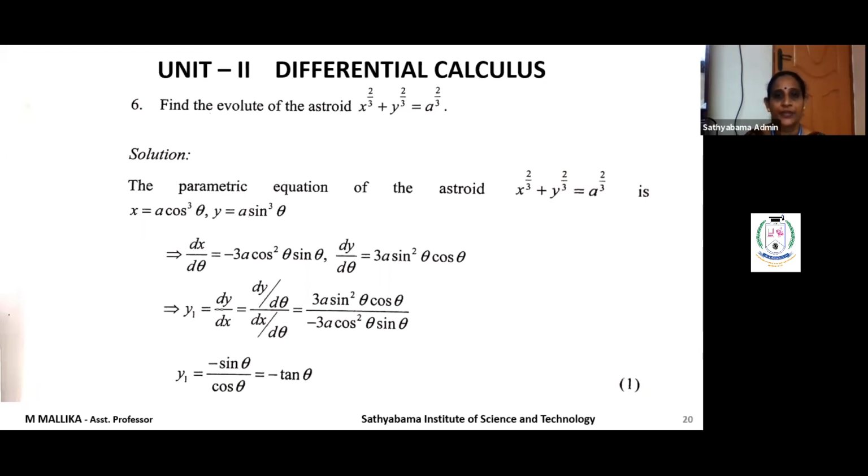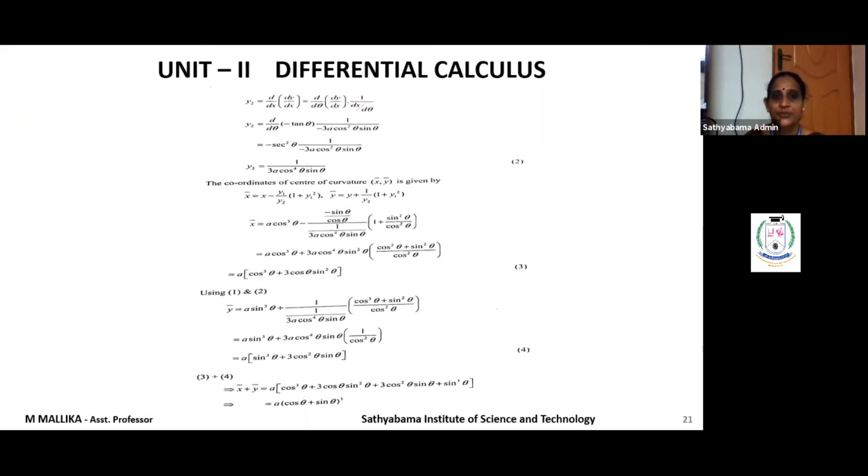So any problem if you take, you should know its parametric form, then find out dy by dx, d square y over dx square, find x bar, find y bar. After that, eliminate theta and finally replace x bar and y bar by x and y. So this is the asteroid problem, right? So the asteroid problem goes like this. If x is equal to a cos cube theta, y is equal to a sin cube theta, y1 is minus tan theta, y2 you are getting an expression 1 by 3 a cos power 4 theta sin theta. Just substitute everything. You will be getting x bar as a into cos cube theta plus 3 cos theta sin square theta, and y bar as a into sin cube theta plus 3 cos square theta sin theta.